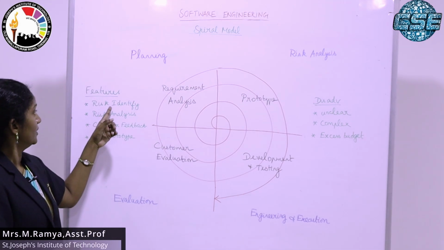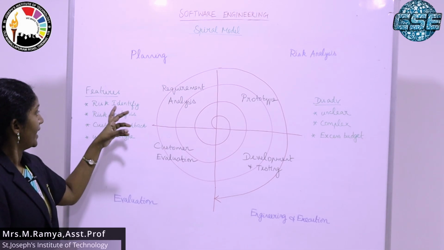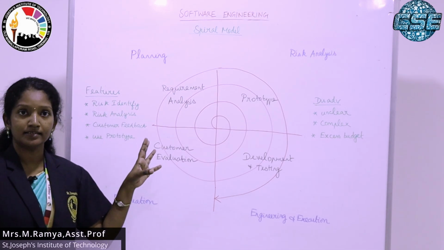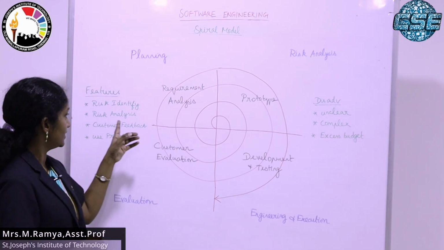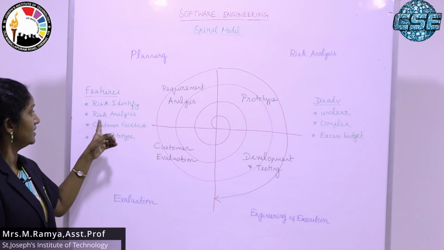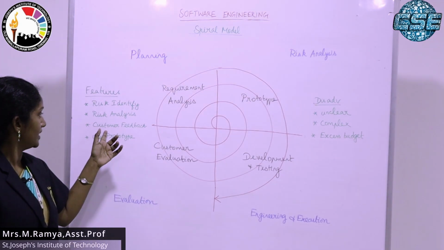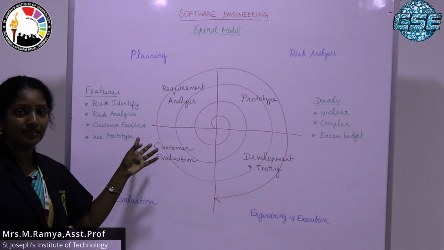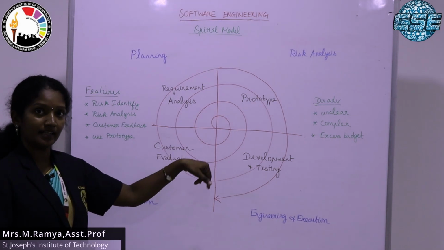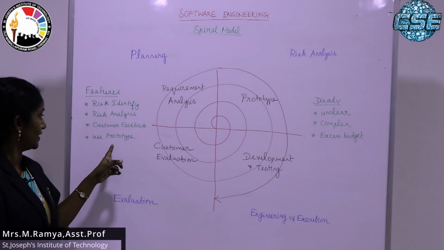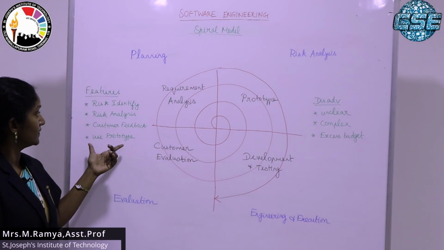So let us see the features. Here we are going to identify the risk and then analyze the risk. This we won't be doing in other models, but here we identify the risk and then analyze it, and after that we can have the feedback from the customer. Based on the customer feedback we create the product again and again. That is called the customer feedback, and here we are using the prototype. So that is one of the features.